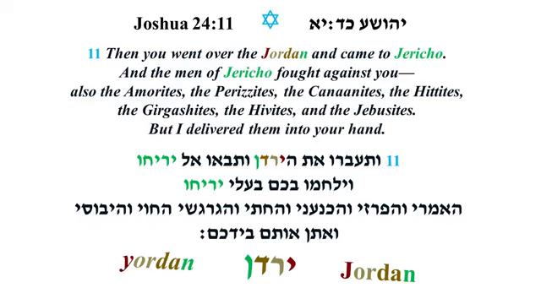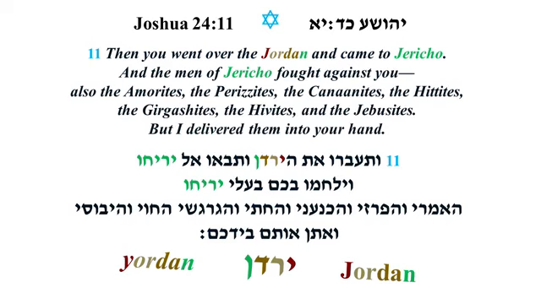Joshua 24:11. Then you went over the Jordan and came to Jericho, and the men of Jericho fought against you. Also the Amorites, Perizzites, Canaanites, Hittites, Girgashites, Hivites, and Jebusites. But I delivered them into your hand. And they went across the Jordan. The word Jordan, the river that separates Israel from the country of Jordan, is Yarden. And notice its spelling. Yod, Resh, Dalet, final Nun.